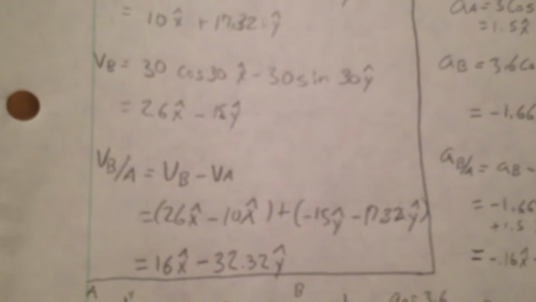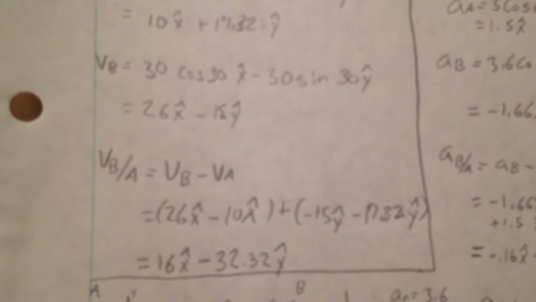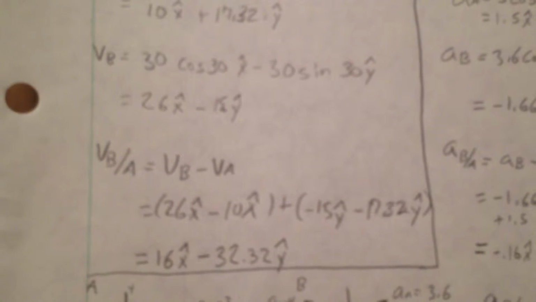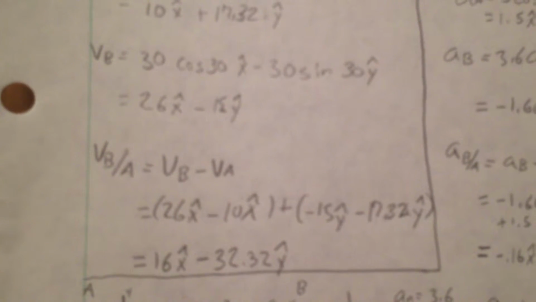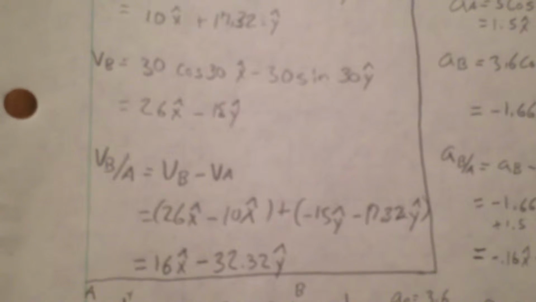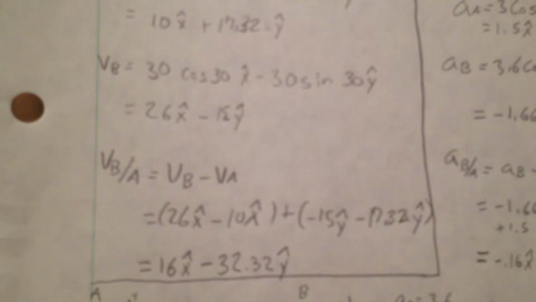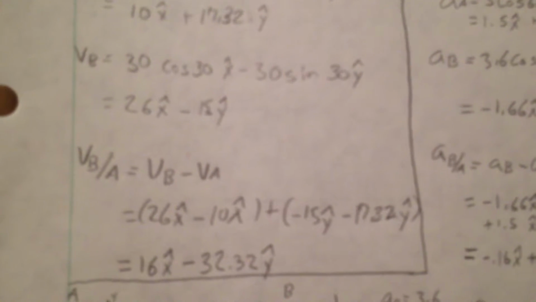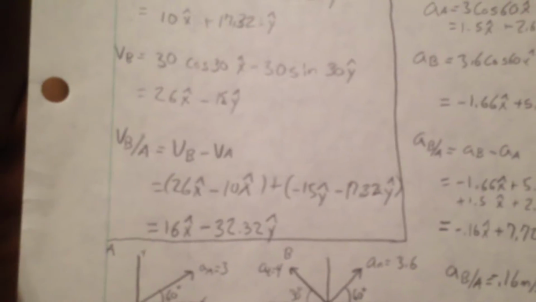Anyway, to find the velocity of B with respect to A is VB minus VA, and then combine, you got the x's, which is 26 x hat minus 10 x hat plus negative 15 y hat minus 17.32 y hat, which gives you 16 x hat minus 32.3 y hat, and that's the velocity of B with respect to A.